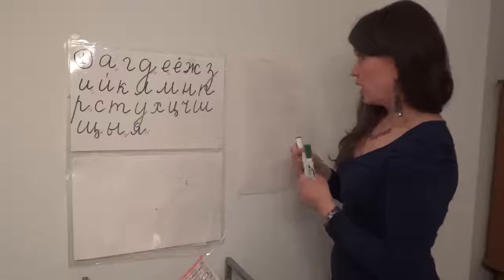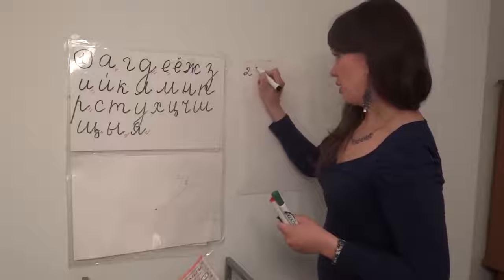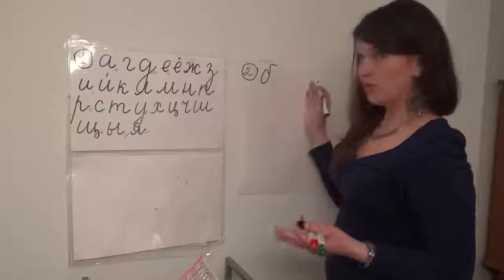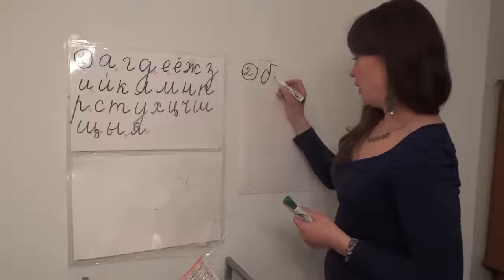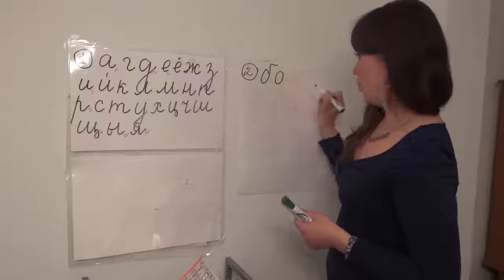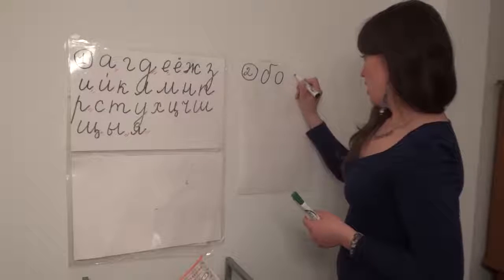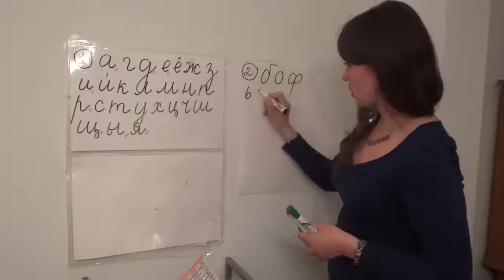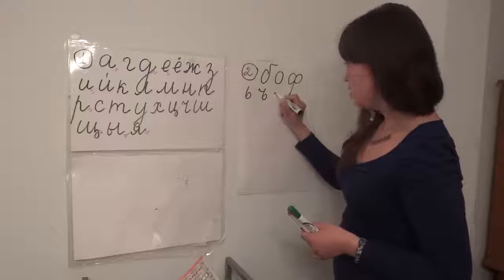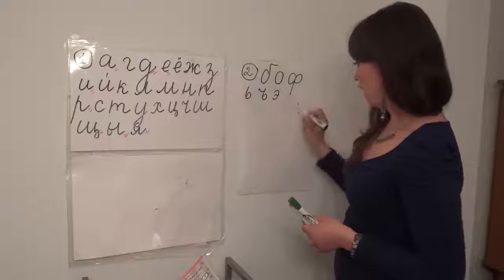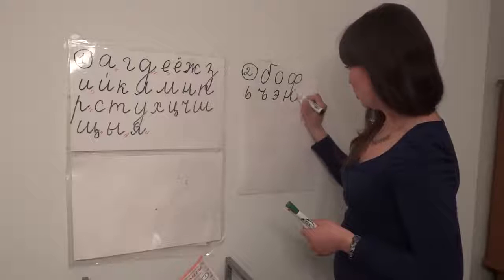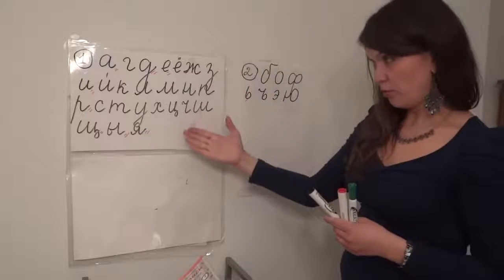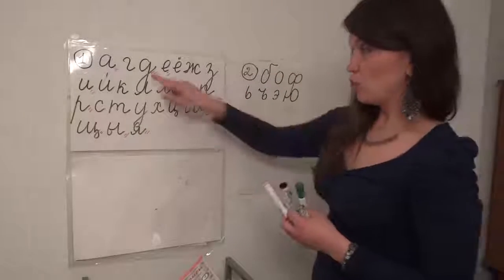Group number 2 contains letters that do not have that little tail, and as I'm writing them down, you will see that all of them have a circular shape: В, О, Ф, мягкий знак, here's a little circle here, твердый знак, a little bit of a half circle, Э, and Ю.